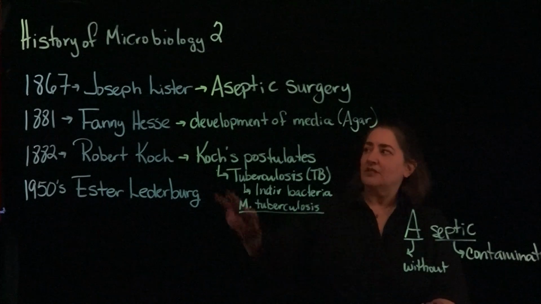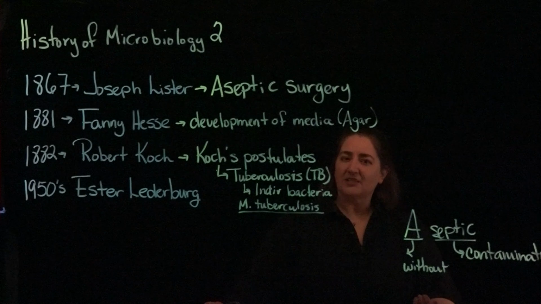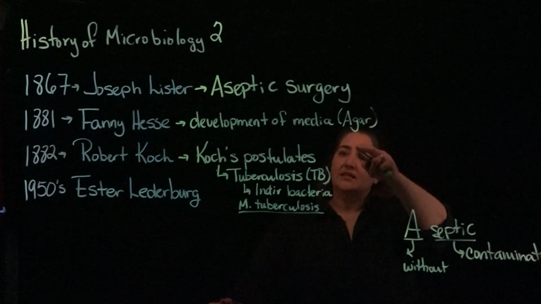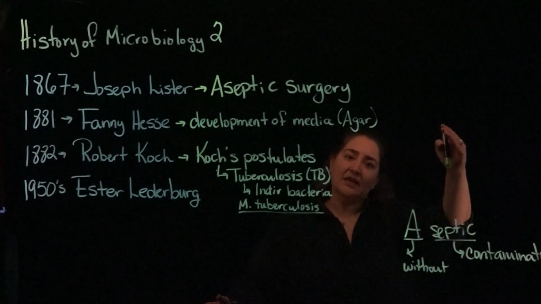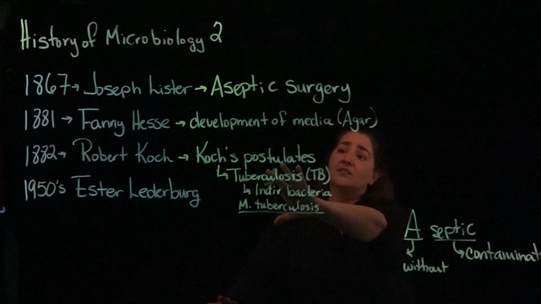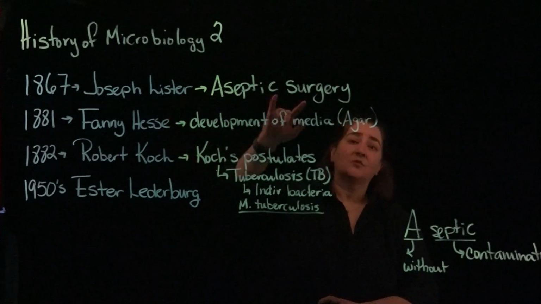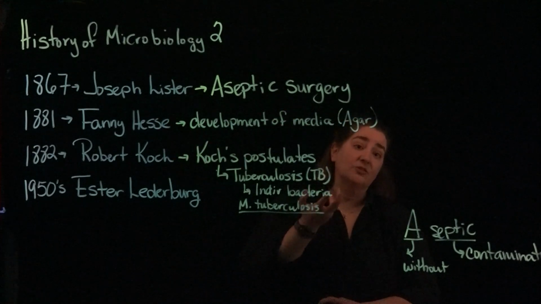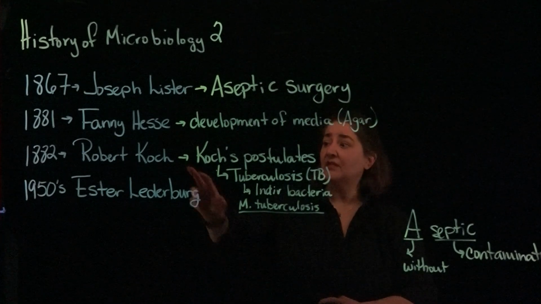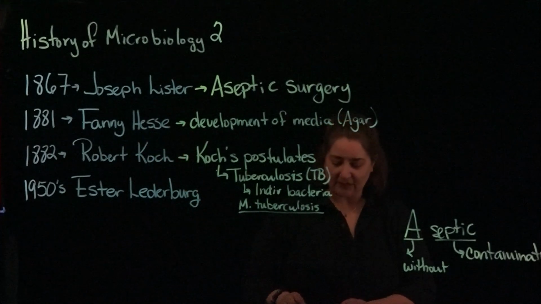As a side note with this, I put the dates up here for your information. On the tests, I'm not going to ask you the dates. What I want you to take away from the history part is how we had a progression from not being able to see the bacteria to being able to see them and culture them and associate individual bacteria with disease. So if you follow along the names with what they're associated with, that's what I want you to take away out of this particular set of videos, okay? So we've got Lister, Hesse, and Koch, all right?